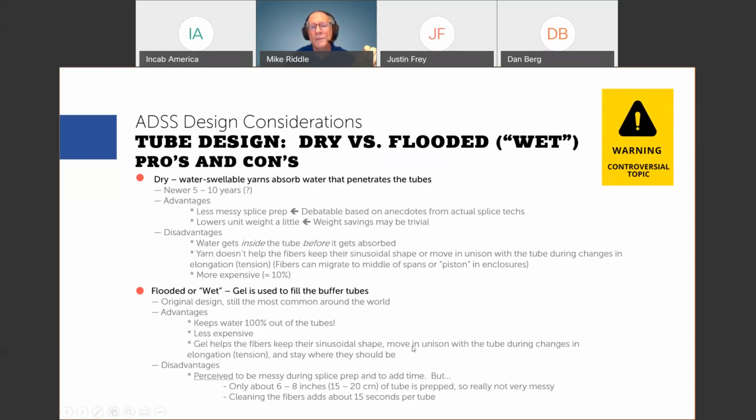It also helps the fibers and the tube move together when the tube is changing its elongation, in the case of an ADSS, due to a change in tension. So the fibers stay where they should be, and that's a significant advantage. But the disadvantage of a flooded tube is the perception that it's messy during splice prep. And in this case, I say perceived because, as you can tell, I disagree with that perception.